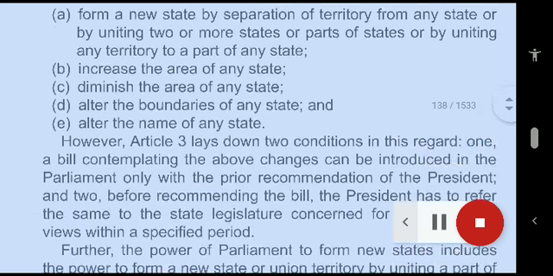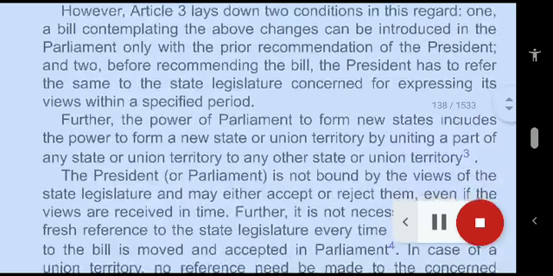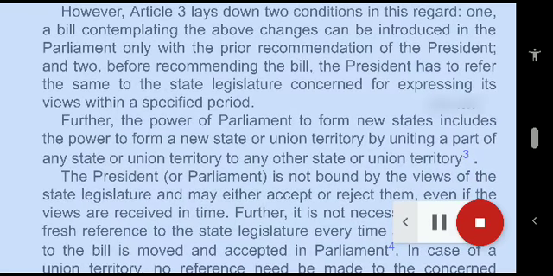However, Article 3 lays down two conditions in this regard. 1. A bill contemplating the above changes can be introduced in the Parliament only with the prior recommendation of the President.